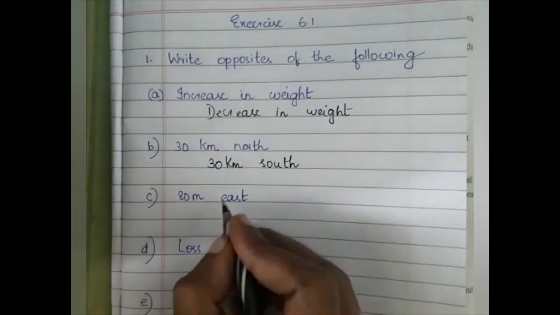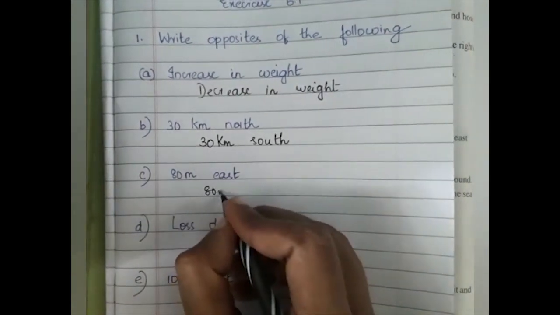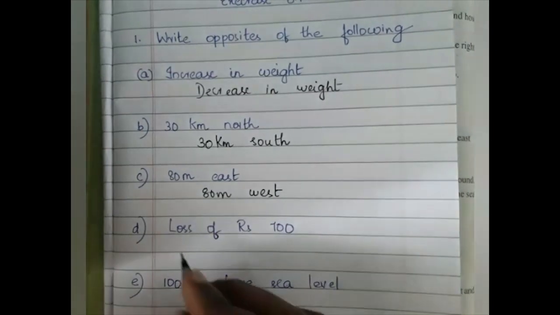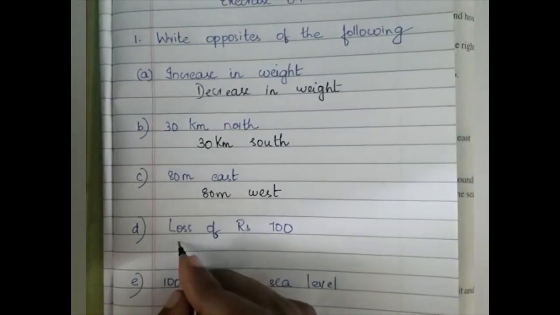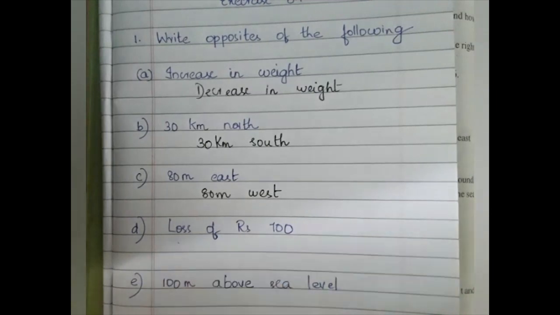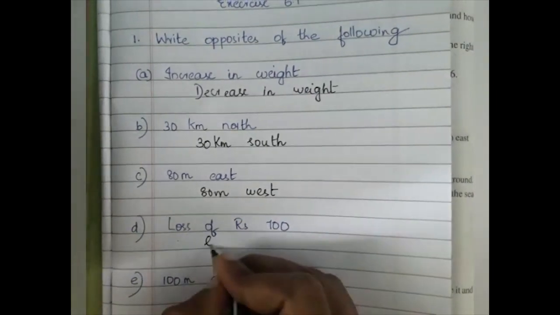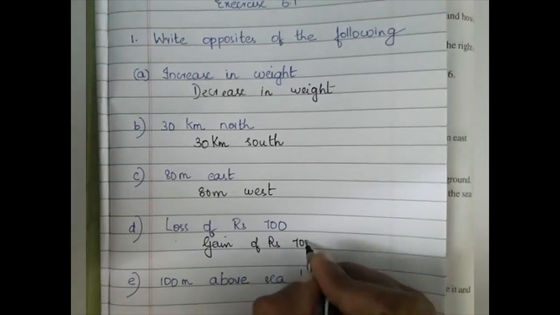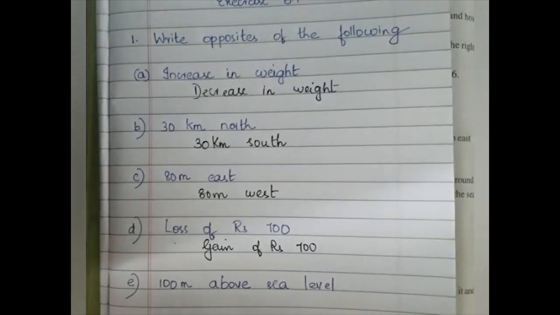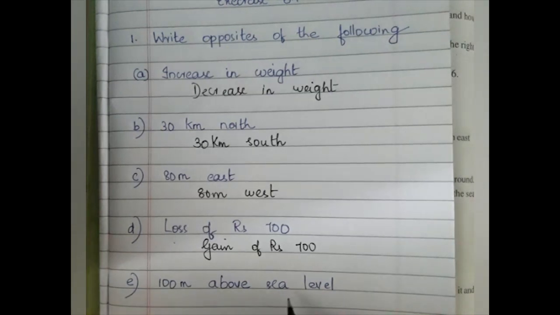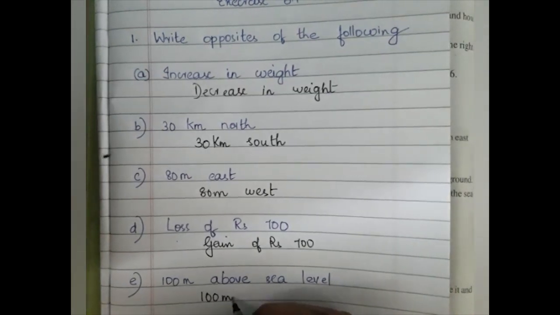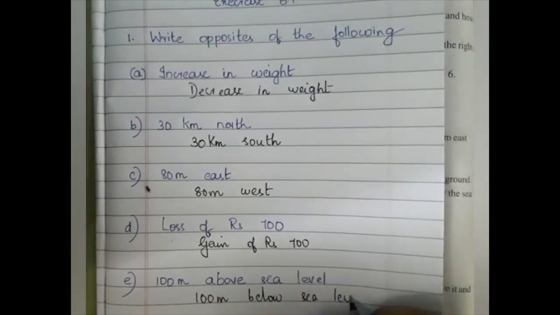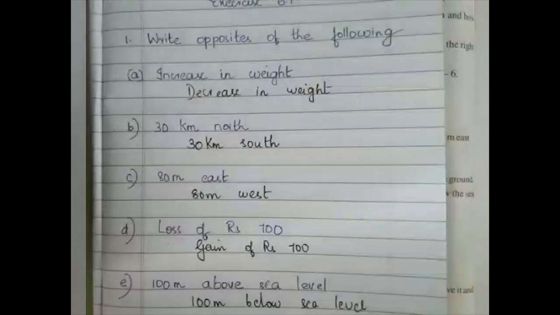Third one, 80 meter to the east. So the answer is 80 meter to the west. Opposite of east is west. Loss of rupees 700. Loss means nashtam. So opposite of loss is profit or gain. Gain of rupees 700. You will gain rupees 700. Last one, 100 meter above the sea level. Opposite is 100 meter below sea level. So this was an easy question, that is just you have to write the opposite of the following.